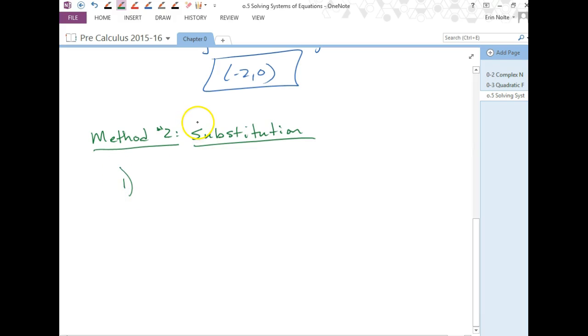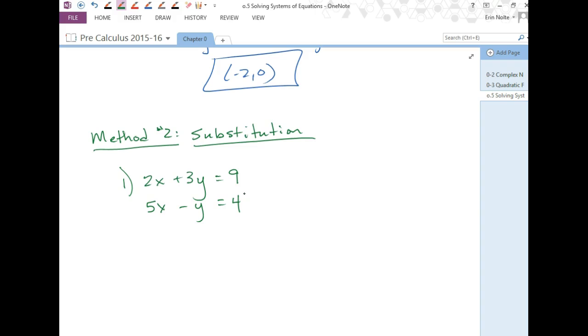Example 1 of substitution. Let's do 2x plus 3y is equal to 9, and 5x minus y equals 4. Okay, so who remembers how you do substitution? Solve for one variable, plug it into the other equation. Very good. Okay, so we're going to solve for one of the variables.